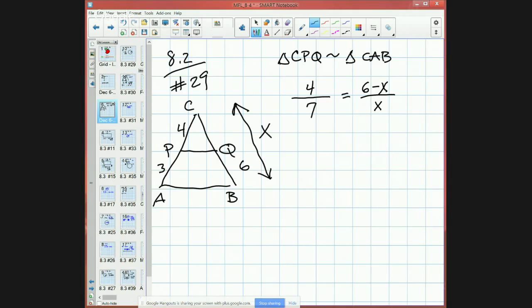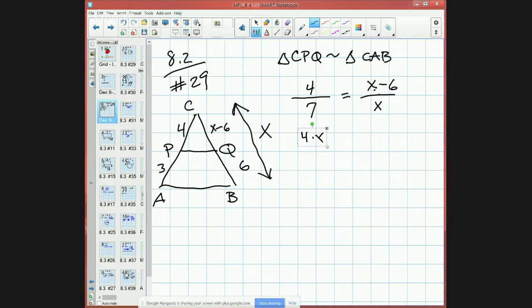Now, I didn't show this to you, but if the whole side CB is X and just this part of it is 6, then doesn't this part here have to be X minus 6? I did it the wrong way, didn't I? So let's just go back. Left side of little is to left side of big. Right side of little is, so I've got to reverse that. It's a good thing I drew it out. So X minus 6, the right side of the little is to the right side of the big. Now we can cross multiply.